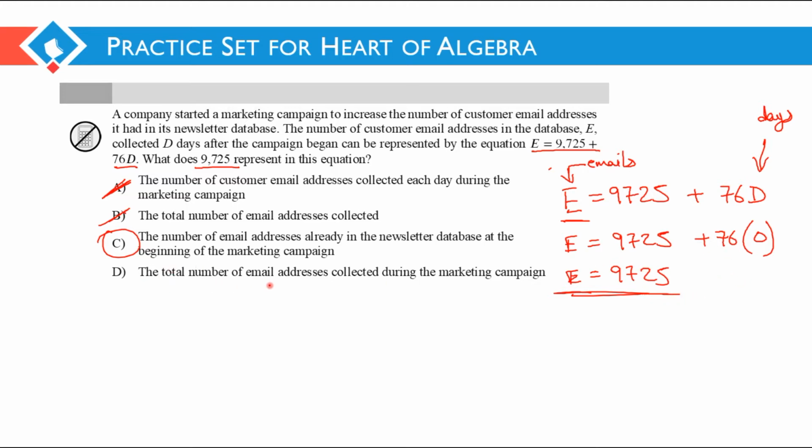It is not the total number of email addresses collected during the marketing campaign. That would be represented by this portion of the equation, 76 times the number of days. So 76 email addresses per day times the number of days will give you that answer. So D is also not our answer. So our correct answer is C for Captain America.